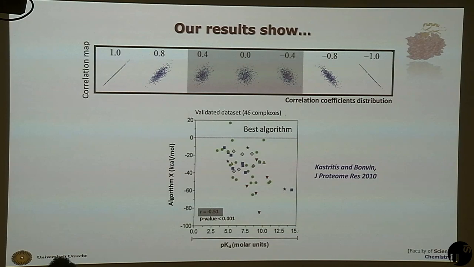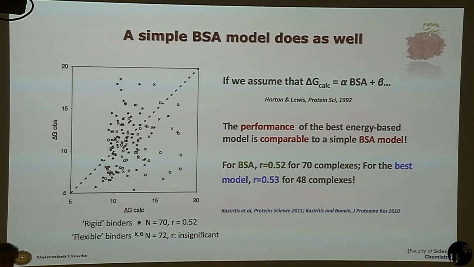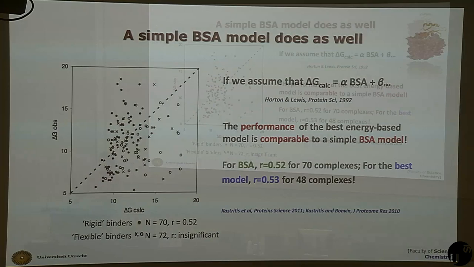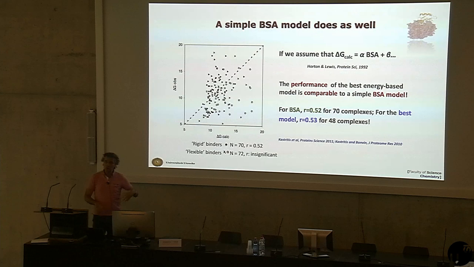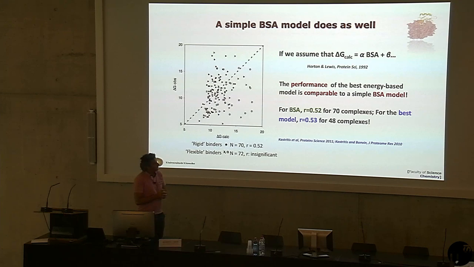No predictive power. The first model of binding affinity was from Horton and Lewis. It was published in 92. At the time, they had 10 complexes, and they were getting correlations of 0.9 between the buried surface area of the complex and the binding affinity. So the amount of surface at the interface was correlating very strongly with the binding affinity. Now, if you use the same model, you can retrain it using the data that we have now, 140 complexes, and you get for the BSA a correlation of about 0.53. And the best energetic model, a very fancy energy function, gives you about the same values.